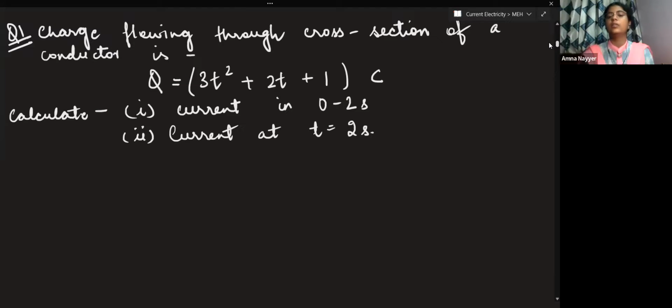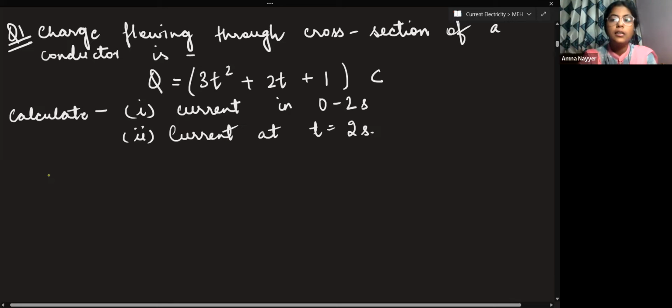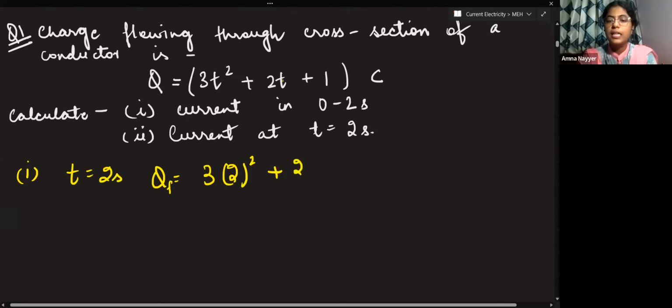Now you tell me, in the first part, is it time interval mentioned or time instant mentioned? Time interval. Interval is mentioned. So let's calculate the charge first at t is equal to 2 seconds. It means we have to put 2 everywhere in this equation. This is the final charge because this is the final time. So instead of t, put 2 everywhere. That becomes 3 times 2 square plus 2 multiplied by 2 plus 1. This is 4 into 3, 12. 12 plus 4 becomes 16 plus 1, 17 coulombs.